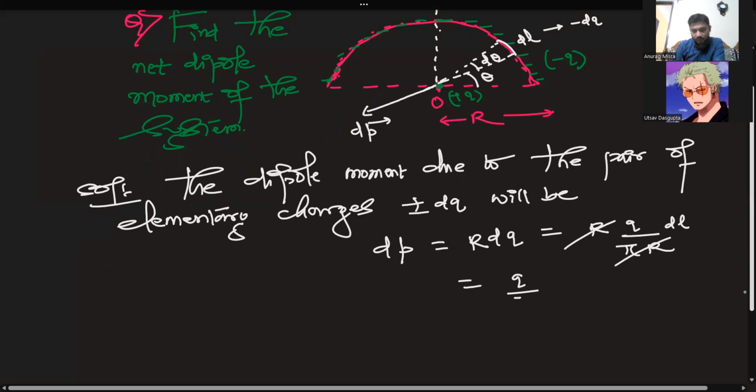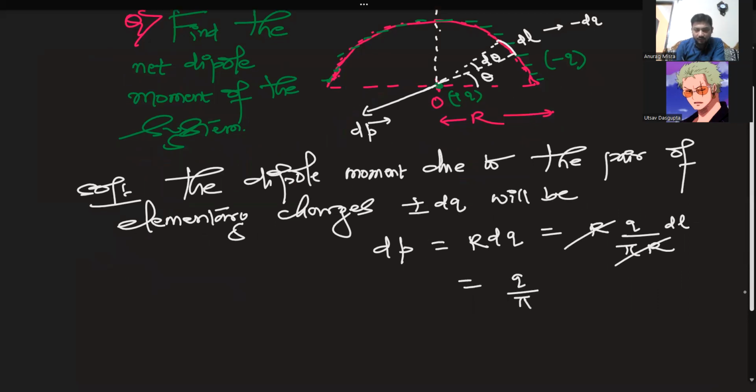Further, we know that as dl is a small arc of a circle, we know that angle is equal to arc by radius. So this dl will be equal to r multiplied by d theta. So the dipole moment dp will be equal to qr by pi into d theta.